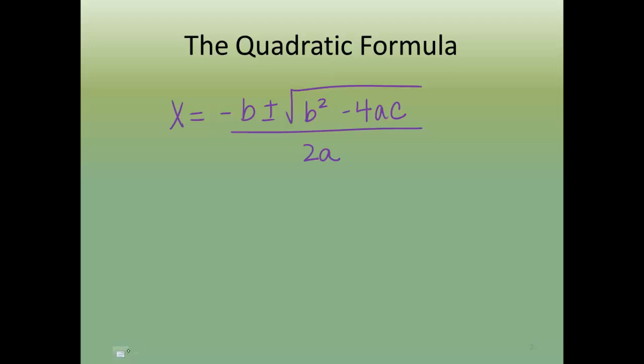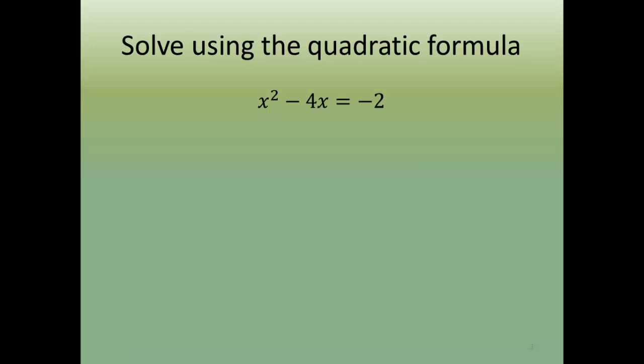So we're going to go ahead and try two examples together. The first one is x squared minus 4x equals negative 2. As you probably remember, we're going to make this in standard form, and we want it to be set equal to 0 in order to start solving for x. So go ahead and move that negative 2 so that we have x squared minus 4x plus 2 equals 0.